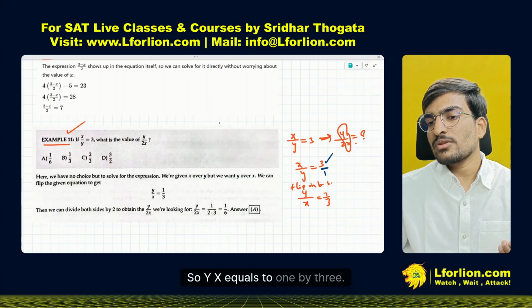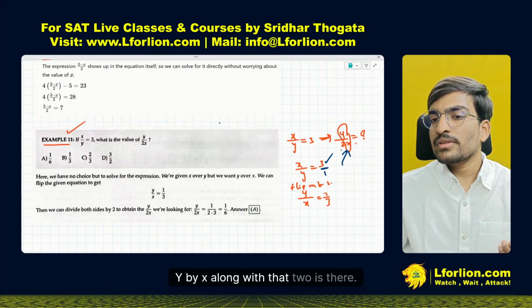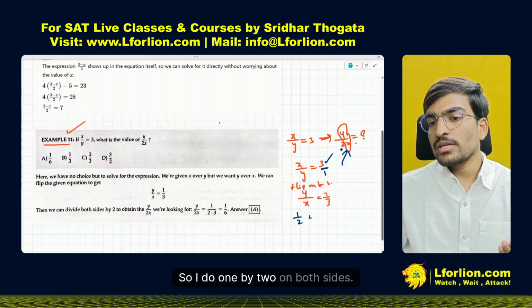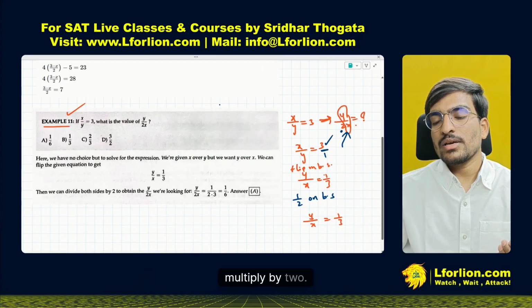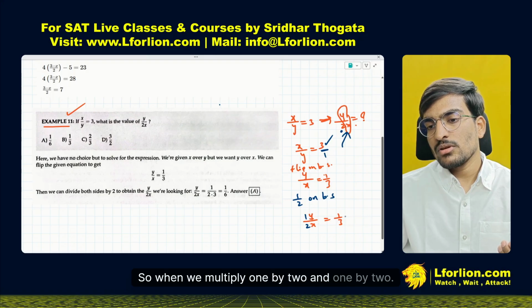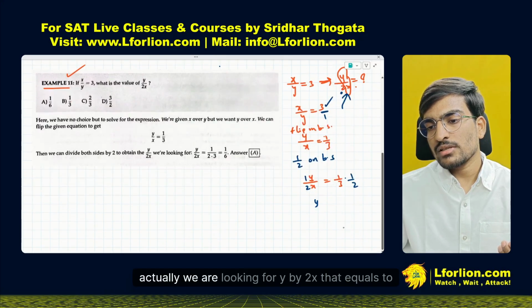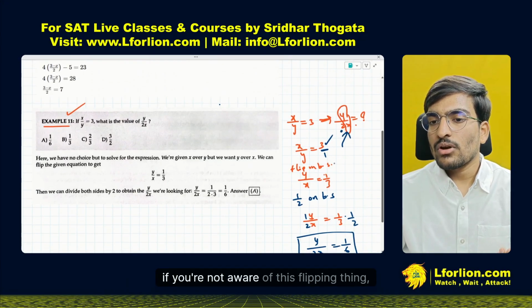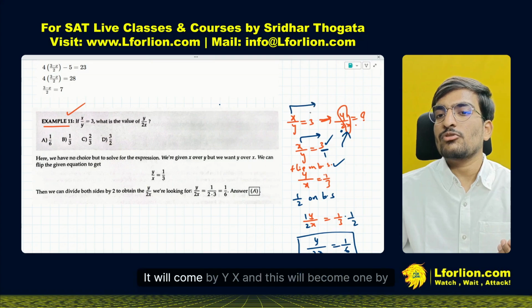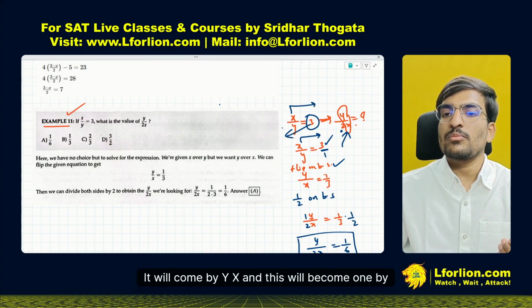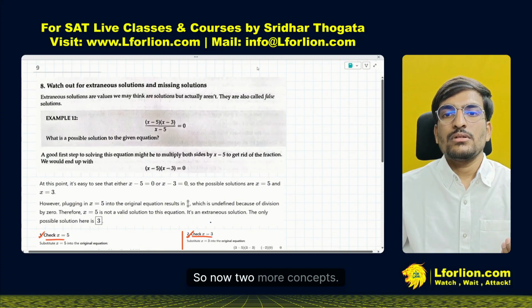So y by x equals 1 by 3, and then I actually need y by x along with that 2. So I do 1 by 2 on both sides. So this equation y by x equals 1 by 3, multiplied by 1 by 2. This is the thing we are actually looking for: y by 2x equals 1 by 6. See, if you're not aware of this flipping thing, you can just transpose this to the other side. I mean this to the other side, it will become y by x, and this will become 1 by 3. Same thing still.